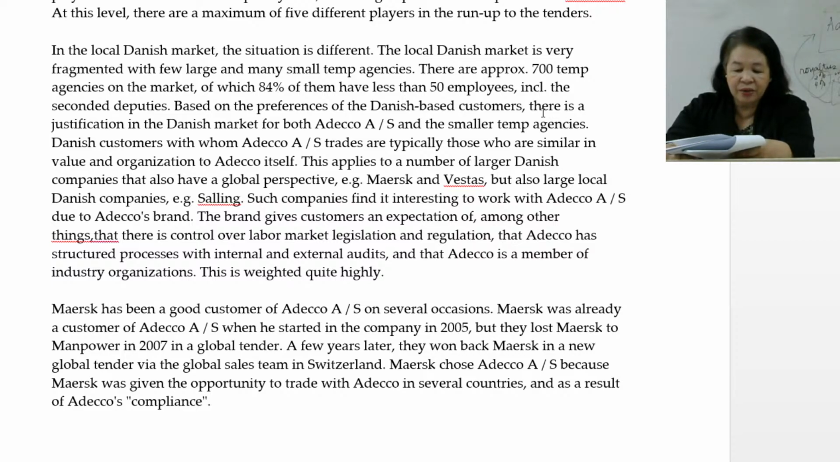Merckx chose Adecco AS because Merckx was given the opportunity to trade with Adecco in several countries and as a result of Adecco's compliance. No?